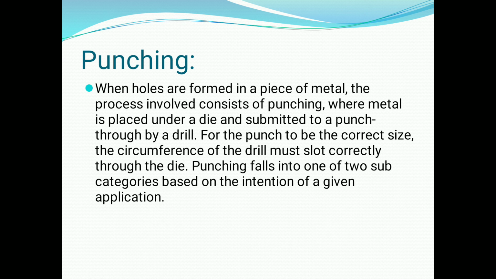The next process is punching. When holes are formed in a piece of metal, the process involved consists of punching, where metal is placed under a die and submitted to a punch by a drill. For the punch to be the correct size, the circumference of the drill must slot correctly through the die. Punching falls into one of two subcategories based on the intention of a given application.